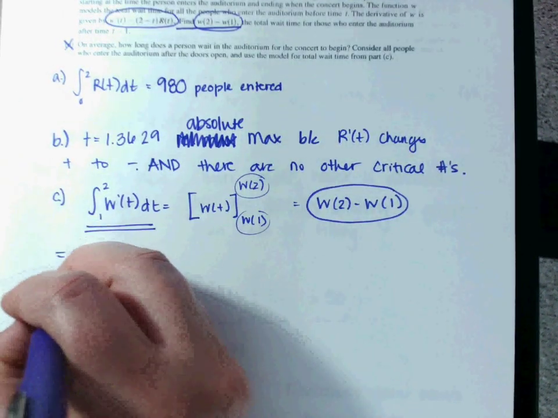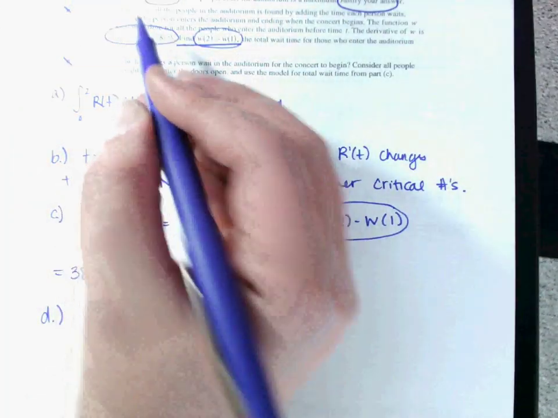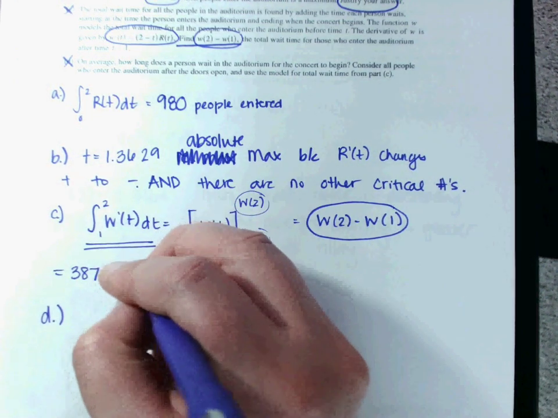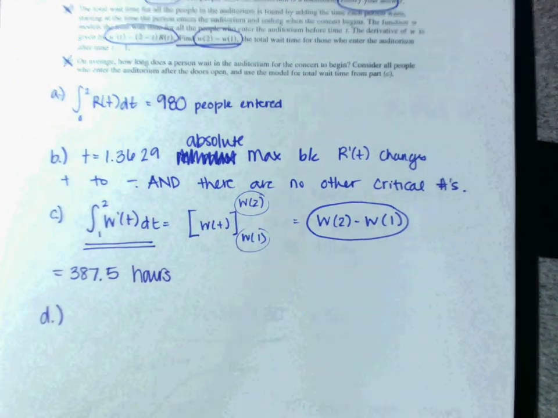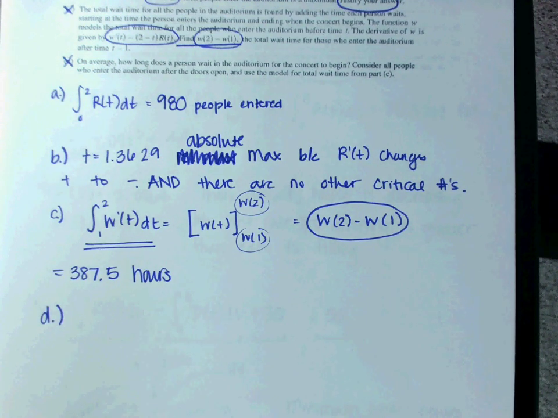Okay? Then in part D, and actually let's talk about, does it tell us what this is measured in? If it's wait time, it would be measured in hours. So that means that all the people in the auditorium that entered from 1 to 2, all of them together waited 387.5 hours, which is a long time, but if it's a lot of people, then you break that down per person. It's not that much.